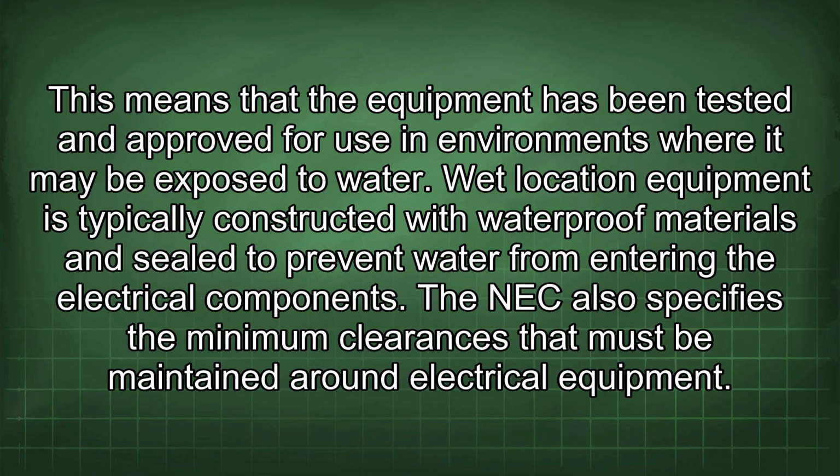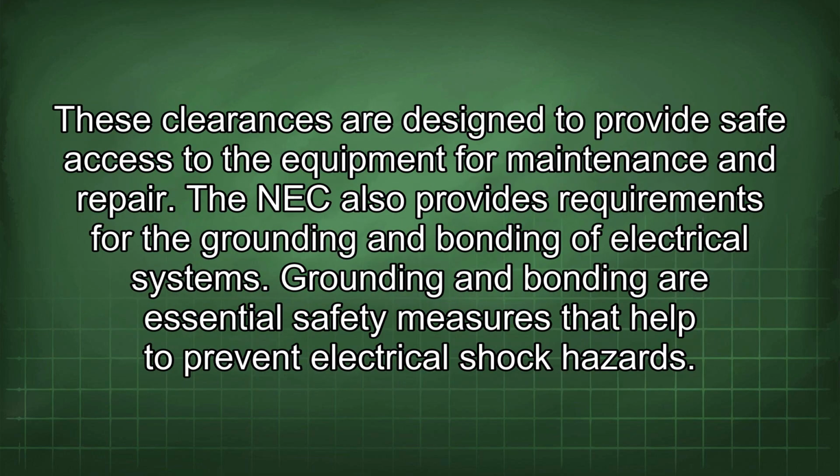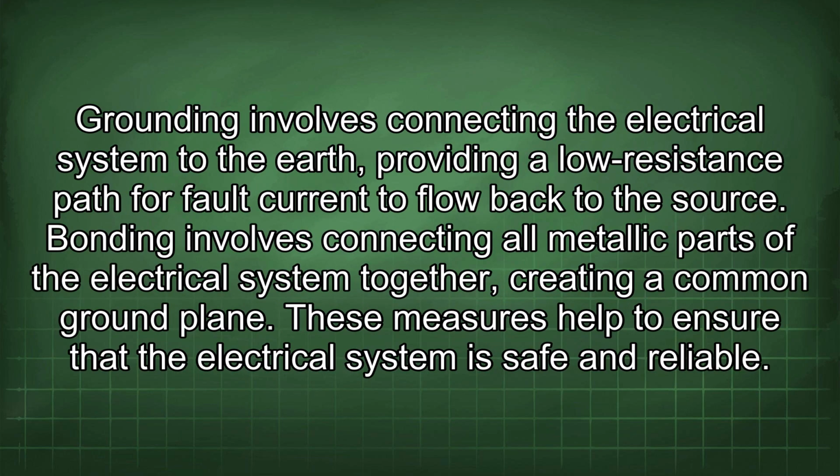The NEC also specifies the minimum clearances that must be maintained around electrical equipment. These clearances are designed to provide safe access to the equipment for maintenance and repair. The NEC also provides requirements for the grounding and bonding of electrical systems. Grounding and bonding are essential safety measures that help to prevent electrical shock hazards. Grounding involves connecting the electrical system to the earth, providing a low resistance path for fault current to flow back to the source. Bonding involves connecting all metallic parts of the electrical system together, creating a common ground plane. These measures help to ensure that the electrical system is safe and reliable.